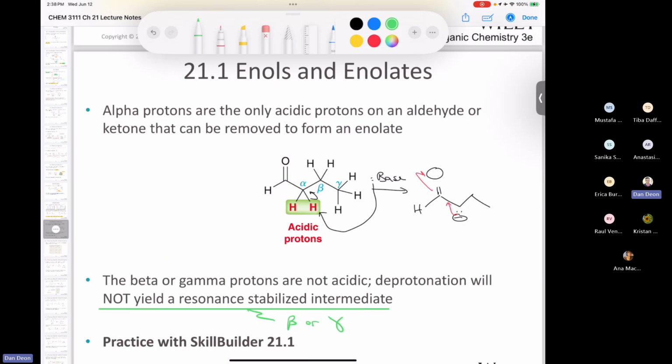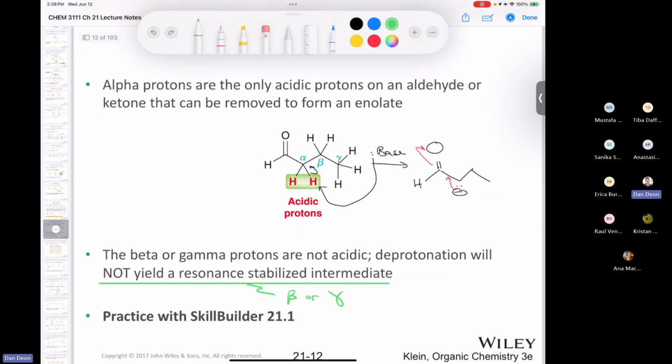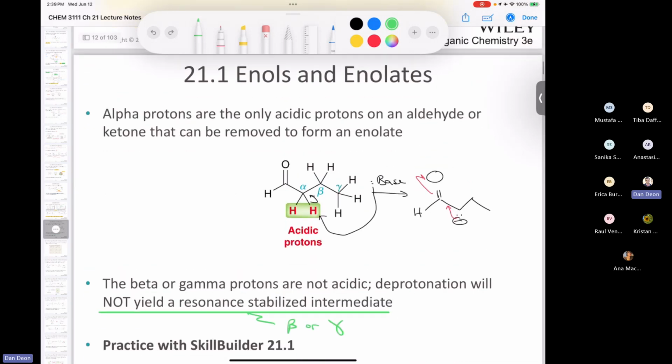It's the alpha protons. Why are they so special? Why do we focus on them? Because when you deprotonate, you end up with something that's resonance stabilized. Okay? Give me a thumbs up if you're with me so far. You're like, yes, enolates are resonance stabilized. That's cool. I haven't taught you how to do the deprotonation yet. We're going to get into that in dirty detail in just a second here.